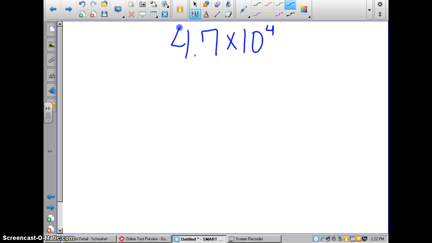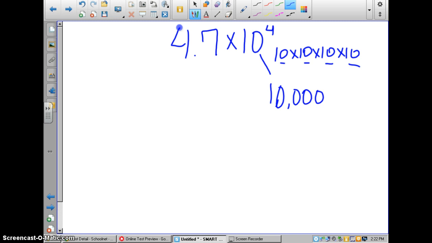Okay, starting out, I'm going to solve my exponent here. I've got 10 times 10 times 10 times 10. That was 10 4 times. Let me write that out for you. 10 times 10 times 10 times 10. I've got how many zeros there? 1, 2, 3, 4. 10,000.